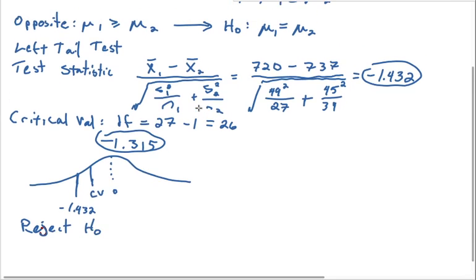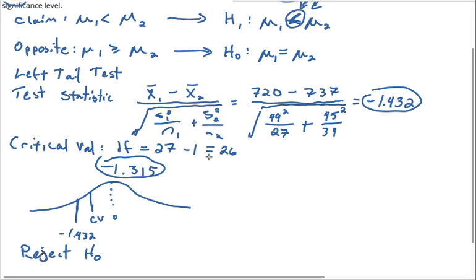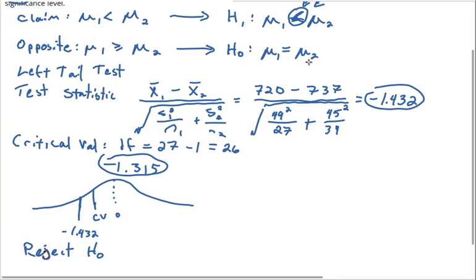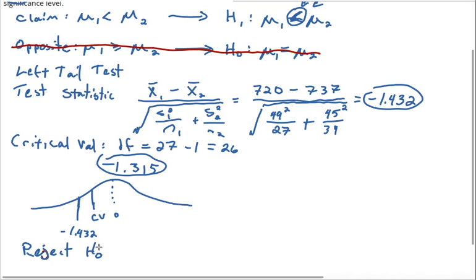Now, if we go back up here and look at what happens when I reject the null hypothesis, well, I'm essentially rejecting the opposite. And since I didn't cross out the claim in that move, that means in this particular case, because my null hypothesis was the opposite and I rejected it, there is enough evidence to support the claim.